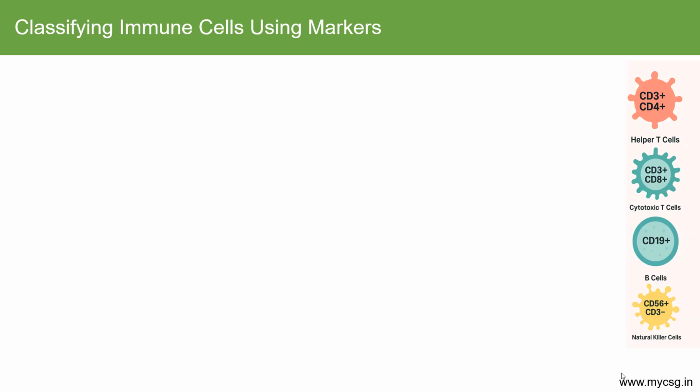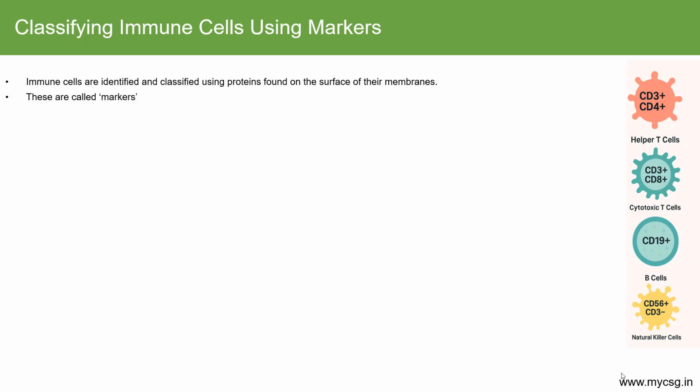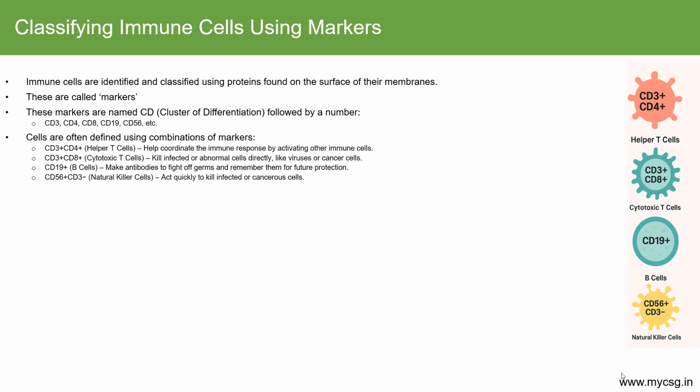So how do we classify immune cells using markers? Immune cells are identified and classified using proteins found on the surface of their membranes. These proteins on the surface of their membranes are called markers. These markers are named CD. CD stands for cluster of differentiation, followed by a number like 3, 4, 8, 19, 56, etc. So the markers are named CD3, CD4, CD8, CD19, CD56, etc. Cells are often defined using combinations of markers.